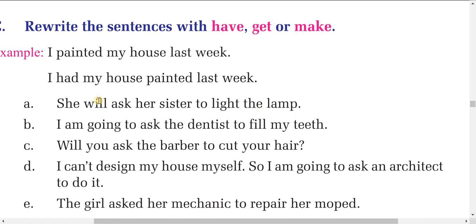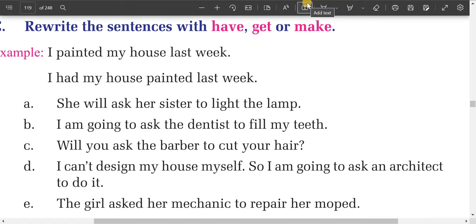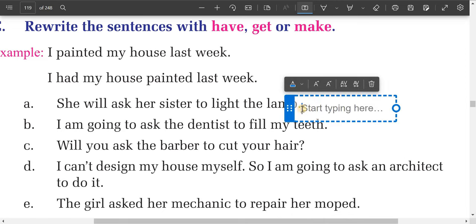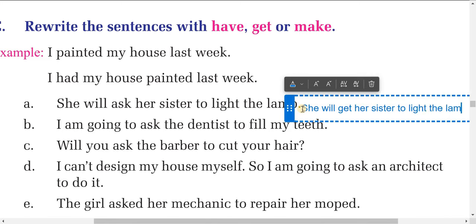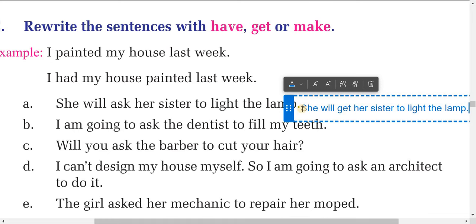Here, let me write down, it's not the first one for you. She will get her sister to light the lamp. Or you can also write, she will have her sister light the lamp. You can also write she will have her sister. If you write "have" here, don't write "to".